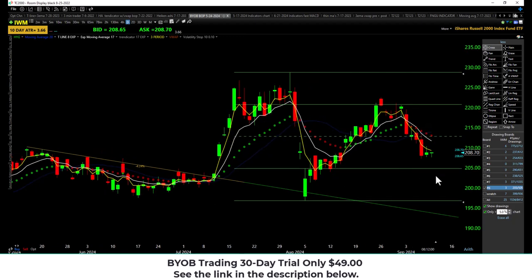IWM, aka the Russell 2000. Russell has not taken out this high. It has to take out that high right there in order to be in an uptrend. And we came up, had a nice rally up. That's a long consecutive run to the upside right there. Couldn't quite take out that high. Now experiencing the harsh pullback.